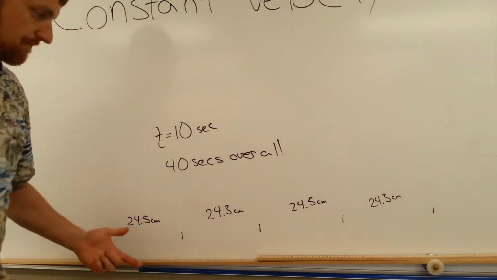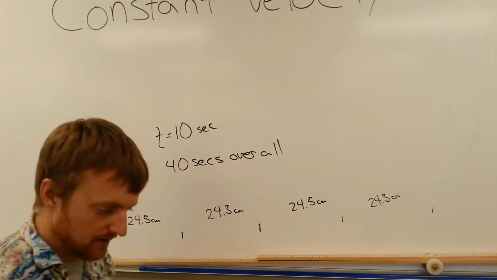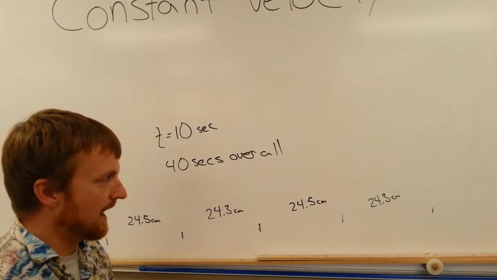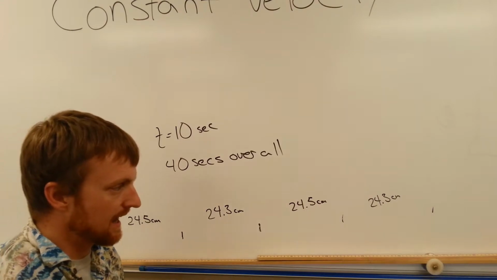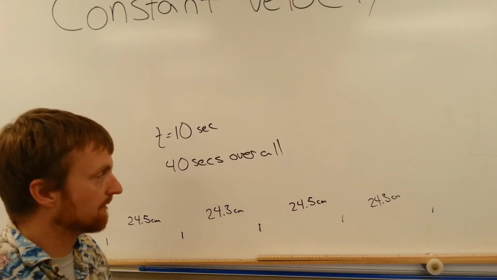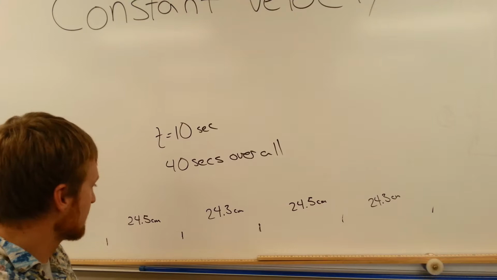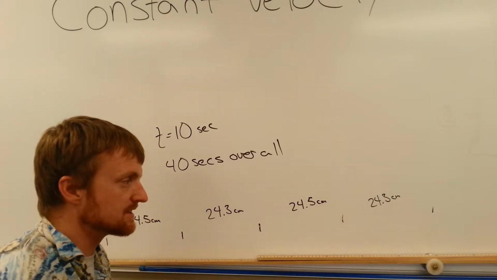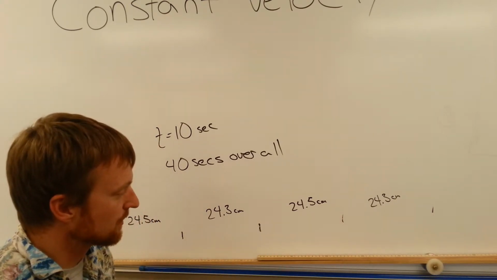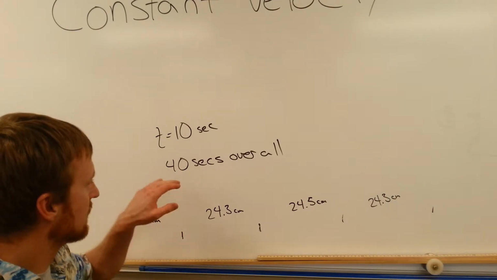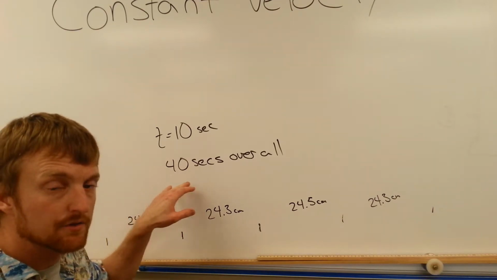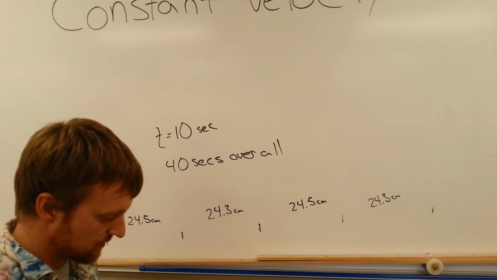So, do you remember in our previous video how we calculated an average speed? Very good. That's right. You take the overall total distance traveled, and you divide it by the overall time of travel. Okay, and let's actually do that.